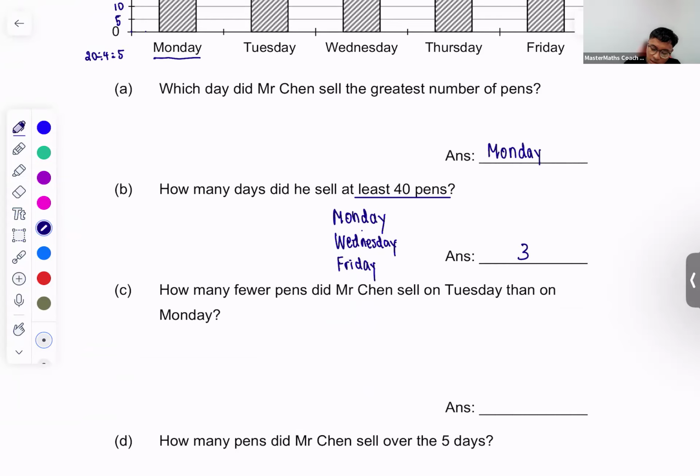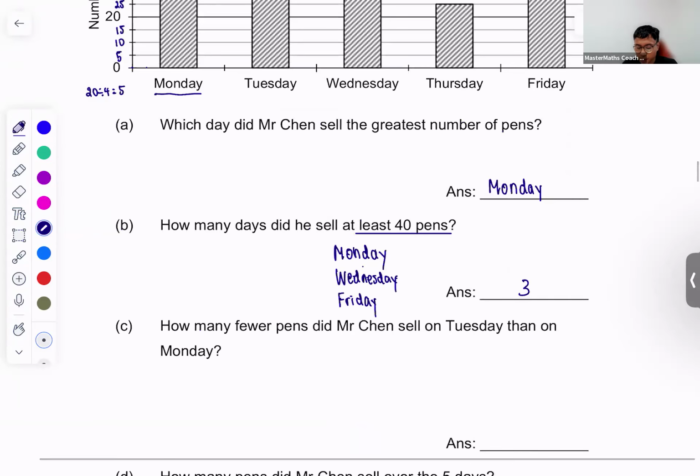So these are the days that have at least 40 pens: Monday, Wednesday, Friday. So altogether, 3 days. Am I correct? Understand? Okay, so you can put down.